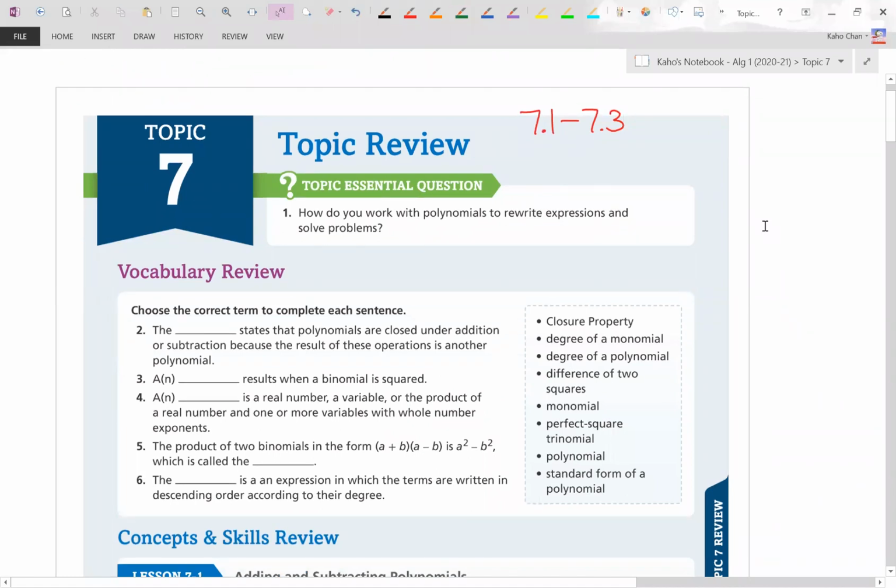Number 2. The blank states that polynomials are closed under addition or subtraction because the result of those operations is another polynomial. The answer is closure property.